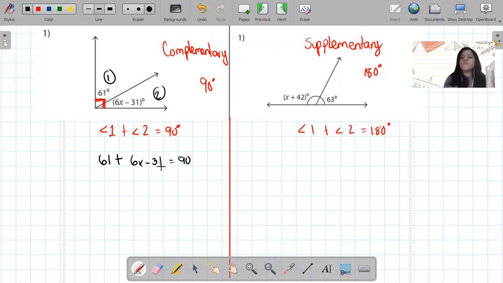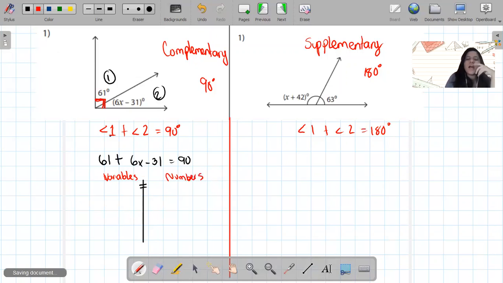So now I have to organize the terms. I need to put the letters on one side and the numbers on the other side. So I'm going to make a division here, and remember that our division is always the equal sign. I will put the variables on this side and the numbers on this side. So on this side you have the variable 6x equals, and on this side you have 90.